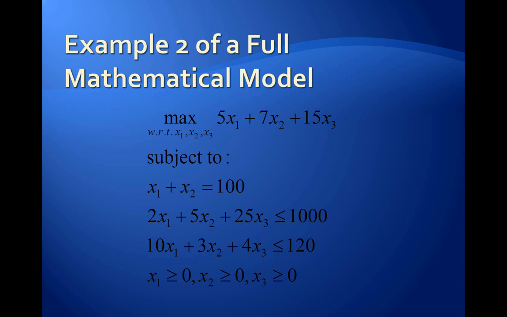Likewise, the other two constraints could talk about the amount of assembly time available, or, let's say, the labor time available. The last ones, x1 greater than or equal to 0, x2 greater than or equal to 0, x3 greater than or equal to 0, are called non-negativity constraints, because if you want to make something, the quantity has to be zero or positive; it cannot be negative. That's why we call them non-negative constraints.